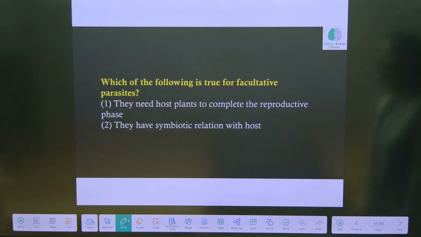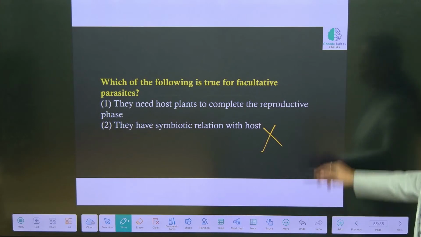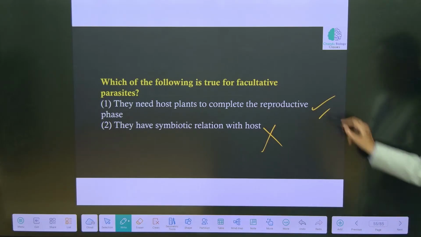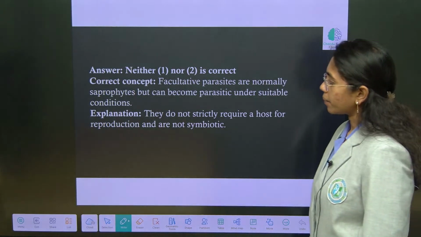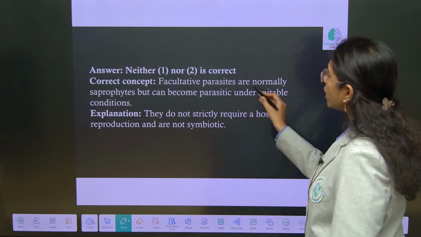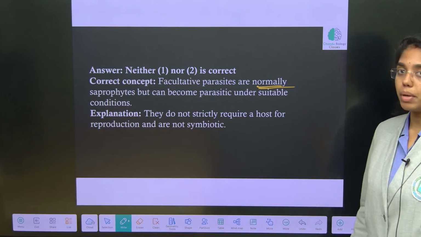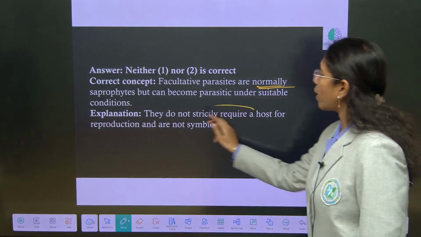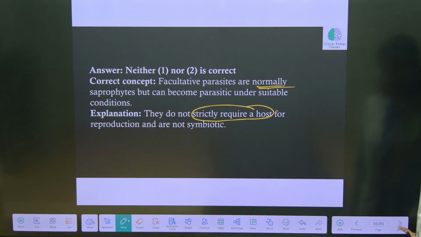Next, which of the following is true for facultative parasite? 1. They need host plants to complete the reproductive phase. 2. They have symbiotic relation with host. 3. There is no symbiotic or parasitic relationship with the host. 4. They don't need host to complete their reproductive phase. Both the statements are wrong. So, here neither 1 nor 2 is correct. Look into the concept clarity. Facultative parasites are normally saprophytes, but they can become parasitic under suitable conditions. They do not strictly require a host. They don't require a host strictly for reproduction, and they are not symbiotic as well.